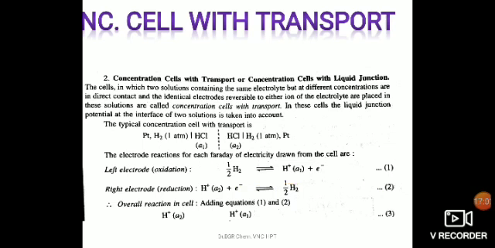Now we shall see concentration cell with transport, or concentration cells with liquid junction. The cells in which two solutions containing the same electrolyte but at different concentrations are in direct contact, and identical electrodes reversible to either ion of the electrolyte are placed in these solutions, are called concentration cells with transport. In these cells, the liquid junction potential at the interface of the two solutions is taken into account.